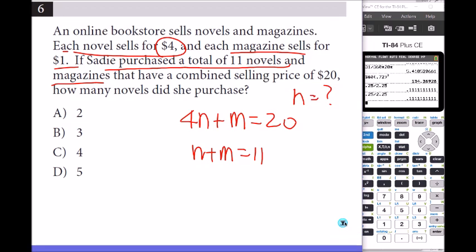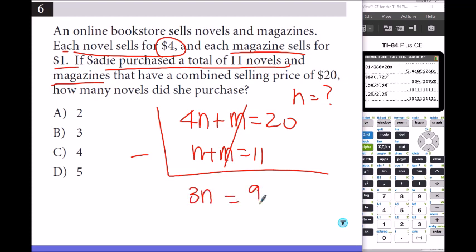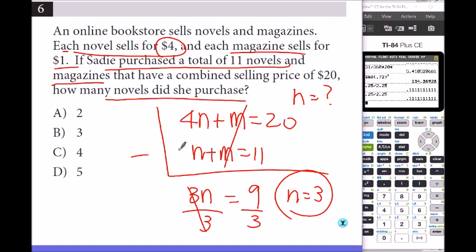So here you have a system of equations, you have N and M. We can simply use elimination by subtracting the second equation from the first. So 4N minus N is 3N. M minus M is gone. So I have 9. When I divide by 3 on both sides, N equals 3. So they bought 3 novels. N was for novels, right? That's what we were looking for. So it was 3. B.